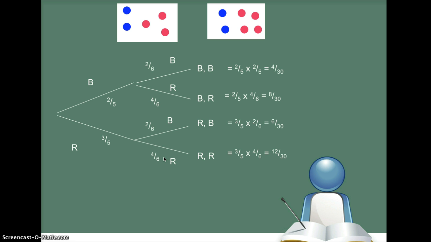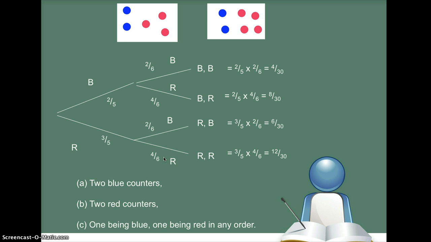So for the questions, what's the probability of getting 2 blue counters? Your blue event is here. You have 4/30. For 2 red counters, there's only one red situation here, and that's here down below, red, red, and you have 12/30. So the probability is 12/30.